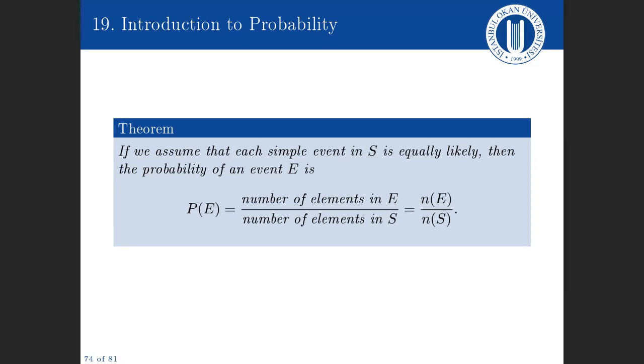If we assume that each simple event in S is equally likely, then the probability of event E is going to be the number of elements in E divided by the number of elements in S.